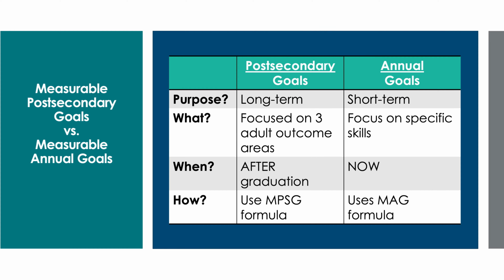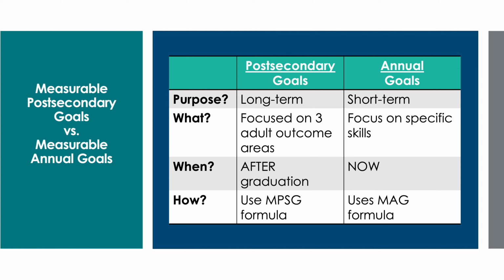So you can see that post-secondary goals are long-term, while MAGs are more short-term. Post-secondary goals must be focused on the 3 key transition areas of education and training, employment, and independent living, while MAGs should be focused on specific skill areas that the student needs to improve now to allow them to meet those future post-secondary goals. Post-secondary goals must be written in terms of where the student will be after graduation, while MAGs are written to address the current needs, settings, and situations of the students.